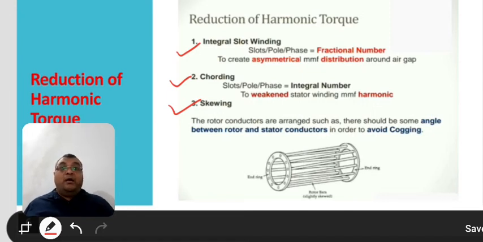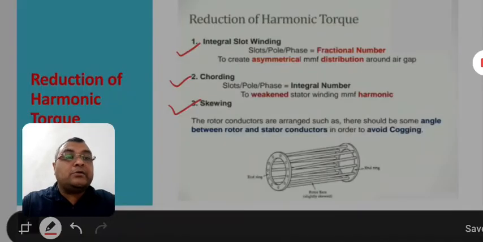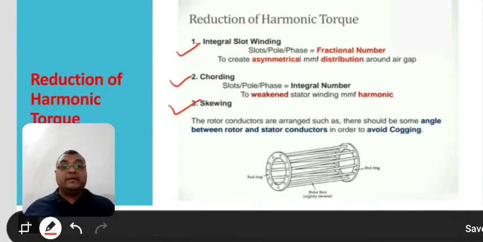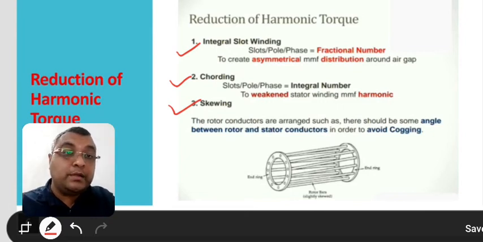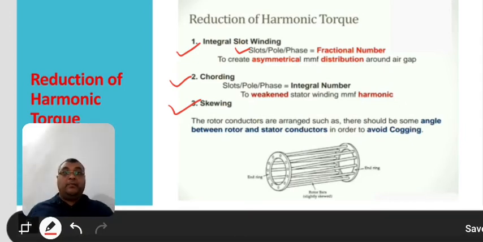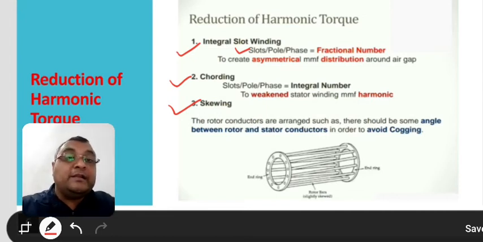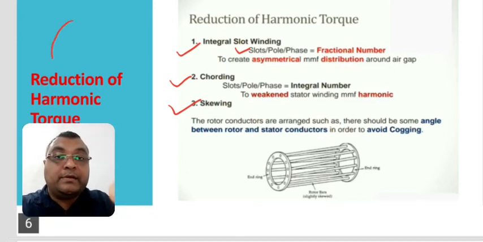Okay, when we look at the integral slot winding, we consider the number of slots per pole per phase to be equal to a fractional number. Due to this, what happens is the creation of a symmetrical MMF distribution around the air gap. If the slots per pole per phase is equal to a fractional number, then what happens, I will show you over here.